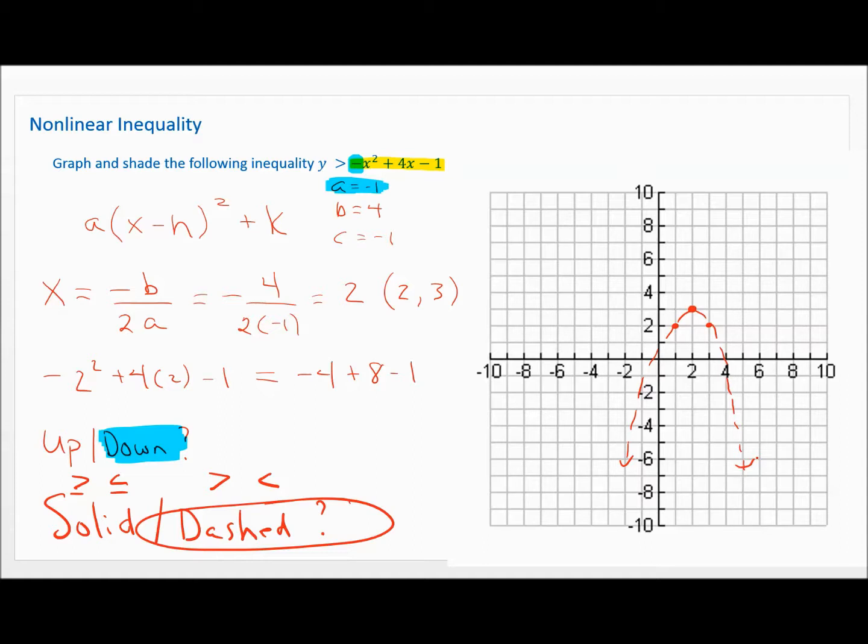Finally, I'm at the shading stage. What do I shade? Now, you can look at the original problem. It says y is greater than our parabola. Now, what y's are bigger than my parabola? So you're talking about everything up here, right? So I can just shade there. That means all of this, all the way to the dashed line, but not including the dashed line of my parabola, is shaded.